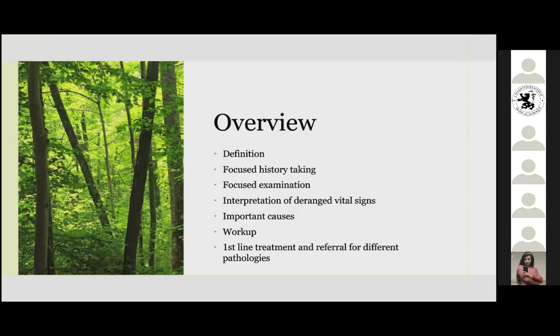We'll talk about the important causes of acute abdomen. So some of these are benign, some are more serious, and some are life-threatening. And what investigations to do to help you to differentiate between these different causes. We'll also talk about the first-line treatment of these important causes and which teams to refer the patients to.